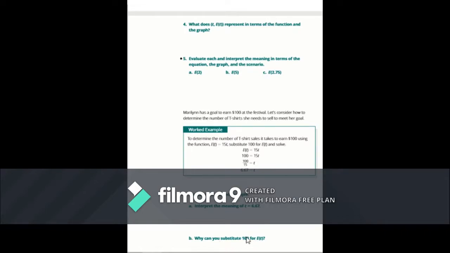Why can you substitute 100 for E of t? E of t is the amount of money she makes, so if we're trying to find out how many shirts she'll need to sell to make $100, then you would replace E of t with 100.